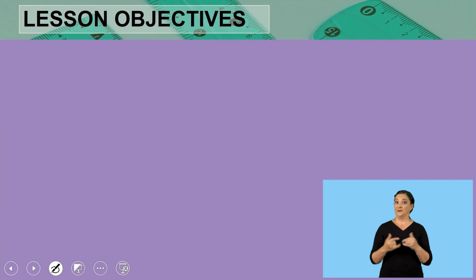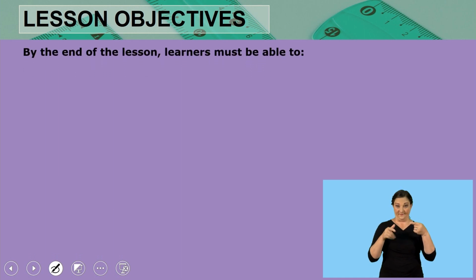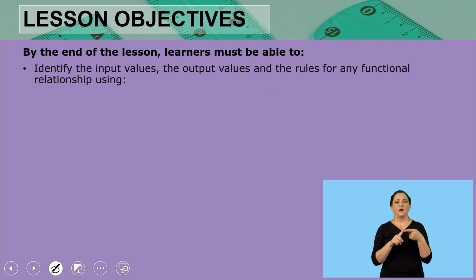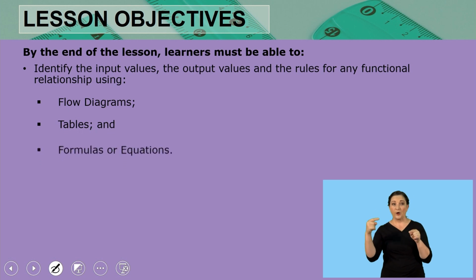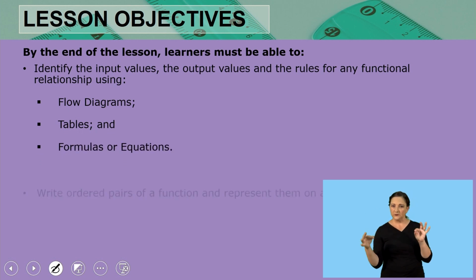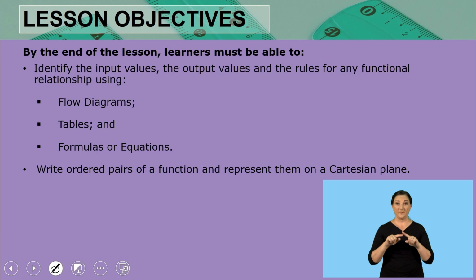So let's go over to our lesson objectives for today. By the end of this lesson, you must be able to identify the input values, the output values, and the rules for any functional relationship using flow diagrams, tables, and formulas or equations. You must also be able to write ordered pairs of a function and represent them on a Cartesian plane.